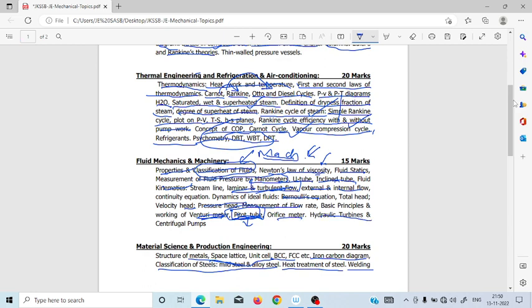Hydraulic turbines are one of the most important topics. Fluid machinery, we will discuss all the relevant parts. And the last topic is centrifugal pumps. In centrifugal pumps, we will be discussing priming, the suction head, the delivery head, and all the relevant topics in the class.